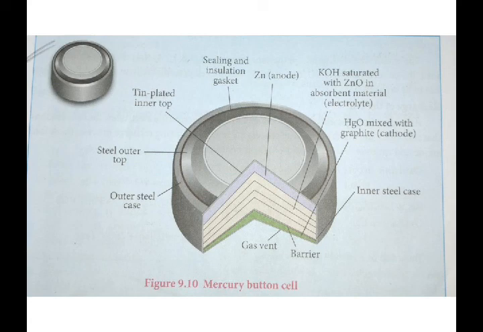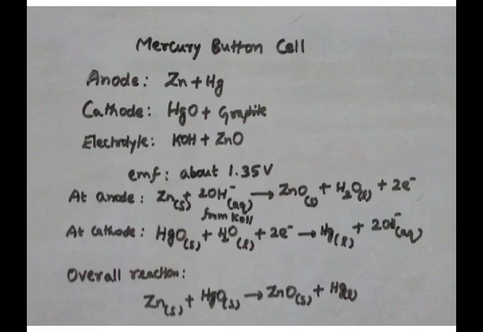Okay, users also go through it. So in today's class, what did we see? Primary cell, Leclanche cell and mercury button cell. With this, we will complete today's class, students.